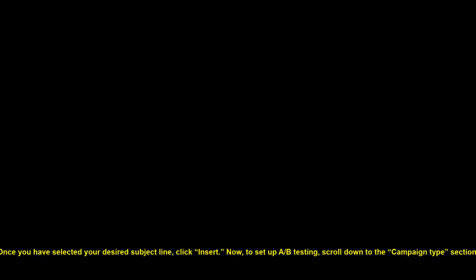Now, to set up A/B testing, scroll down to the Campaign Type section. Select A/B testing from the options available. You will see fields for creating variations of your subject line. Enter your alternate subject lines in the designated fields.